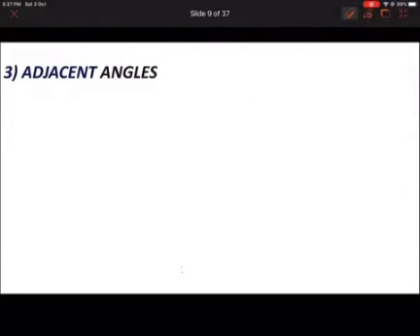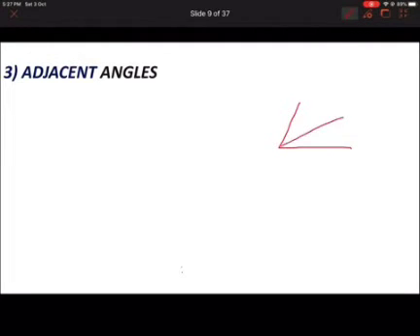Let's see. Two angles are called adjacent angles if they have, I hope you're all listening, a common vertex and a common ray. Okay, let me show you. Now I'm drawing one angle.